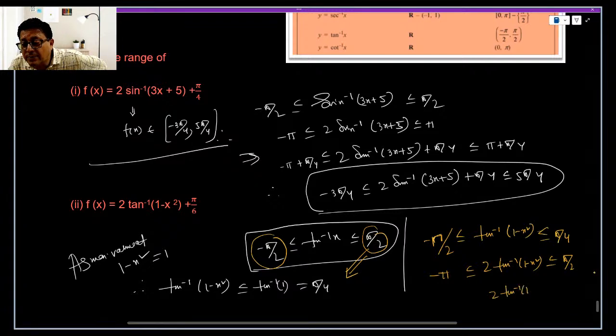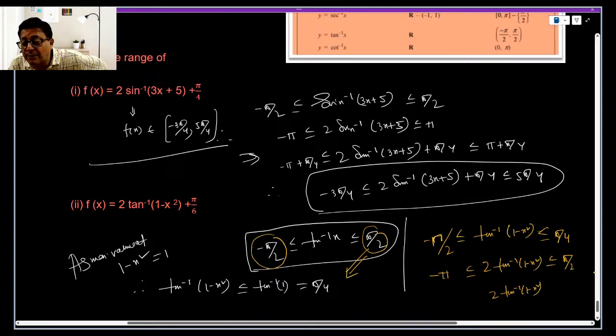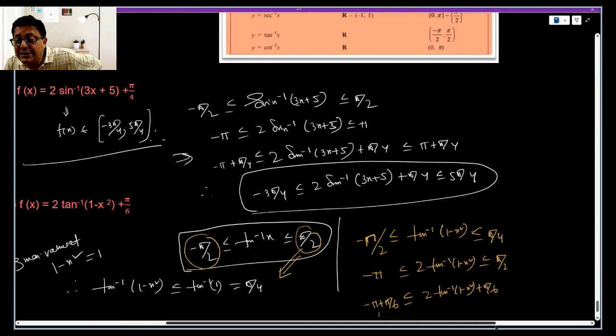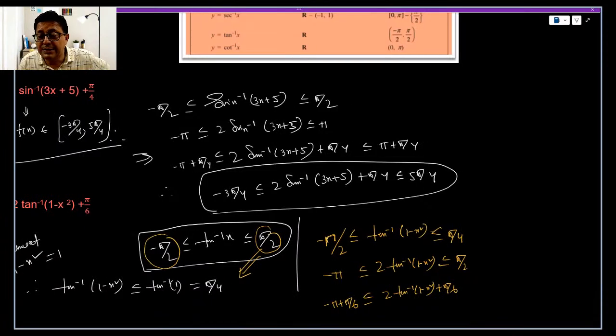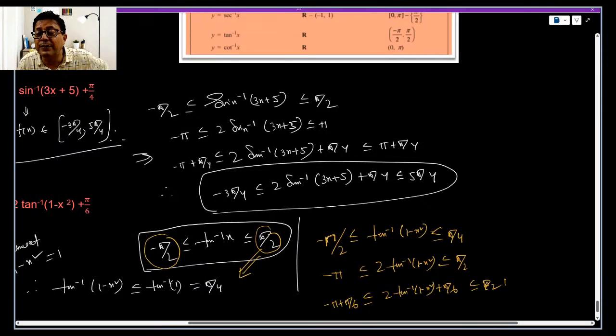So 2 tan inverse 1 minus x square plus pi by 6 will be greater than or equal to minus pi plus pi by 6, and less than or equal to what? Just adding pi by 6 over there, less than or equal to pi by 2 plus pi by 6.